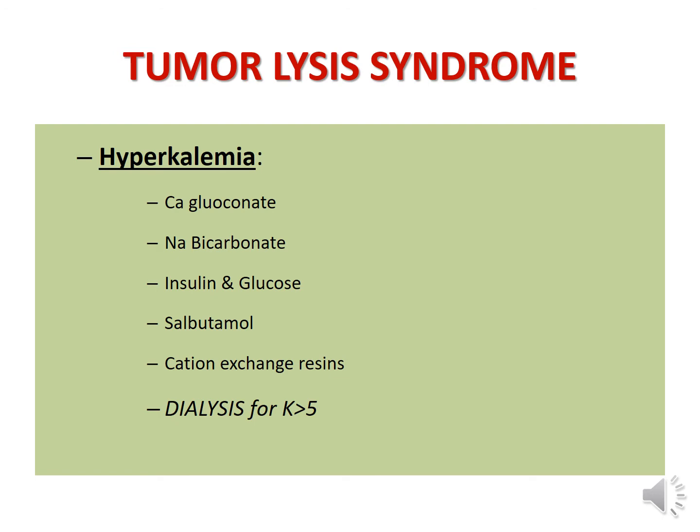And in order to decrease the amount of potassium, we can give what we call a cation exchange resin, sodium polystyrene sulfonate for example, because this can decrease the amount of potassium which is absorbed and increase the amount of sodium absorption instead. That's why it's called cation exchange. But if there is refractory hyperkalemia with ECG changes, we can do dialysis for the patients.